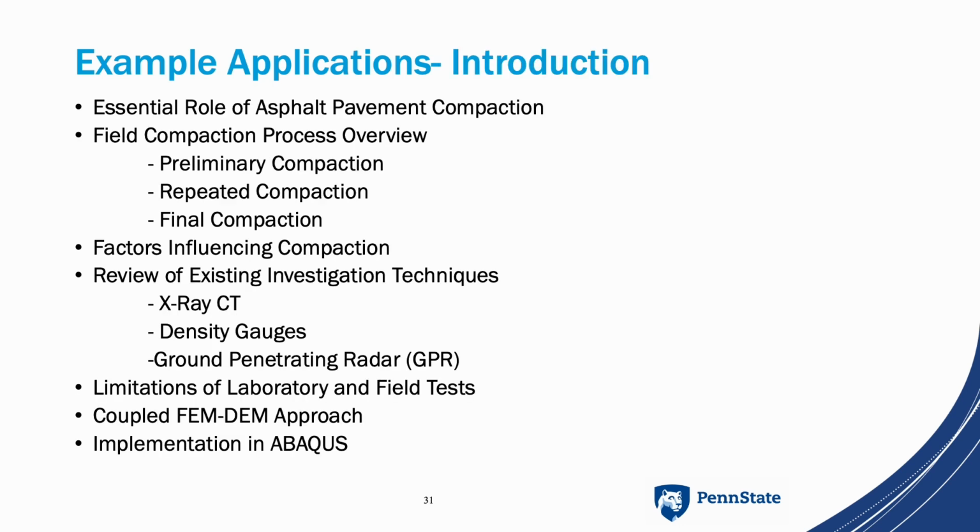For the introduction, asphalt pavement compaction is an essential step in asphalt road construction, affecting the strength and stability of the asphalt mixture, which determines the service quality and service life. The field compaction process can be divided into three parts. Preliminary compaction, which has a direct influence on the asphalt pavement, uses the asphalt mix paver to lay out the asphalt mixture according to specifications within a certain width and thickness uniformity. And there's also repeated compaction and final compaction.